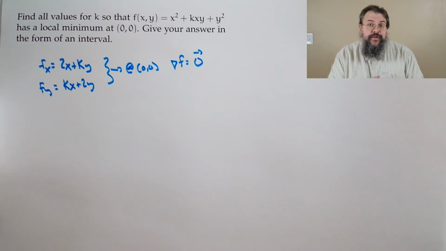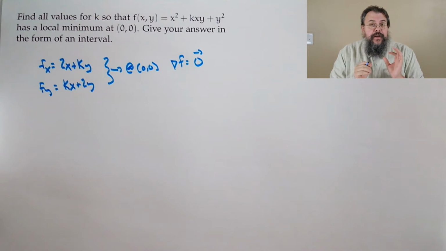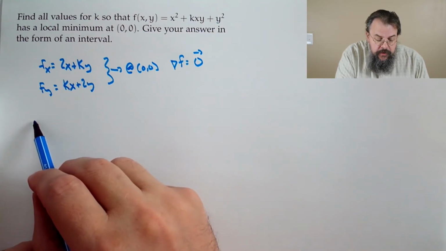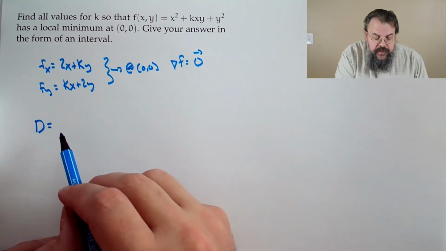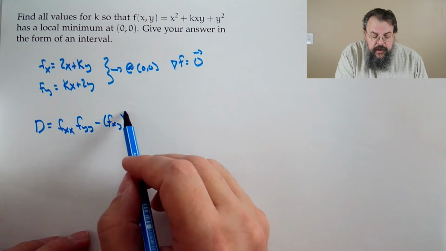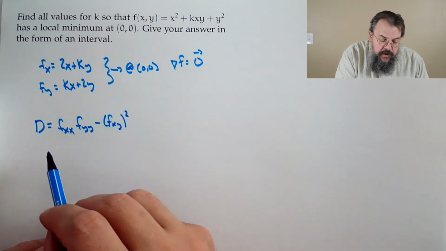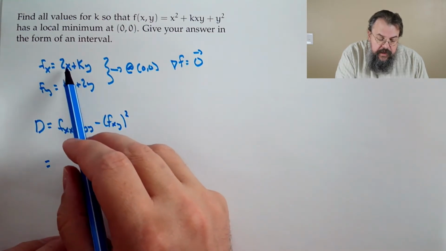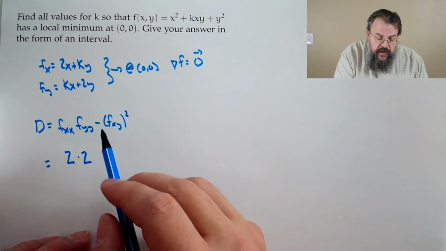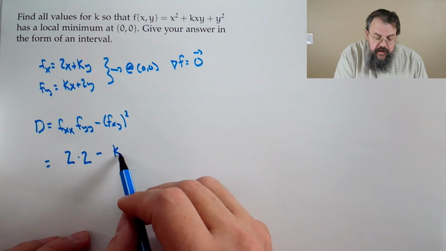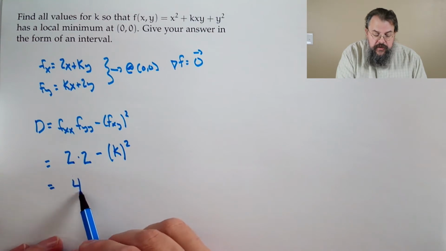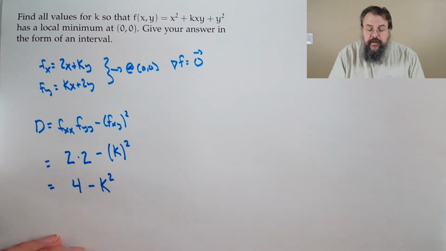Okay, so we always know that 0, 0 is a critical point, but it says, look, it needs to be a local minimum. Okay, so let's push a little bit further. What do we have? Well, we look at this expression D, which is fxx fyy minus fxy squared. Now, what are these things? Well, we can actually compute this. fxx is 2, fyy is 2, and fxy would be k. And so, k squared. So we say, okay, great. This is 4 minus k squared. All right.